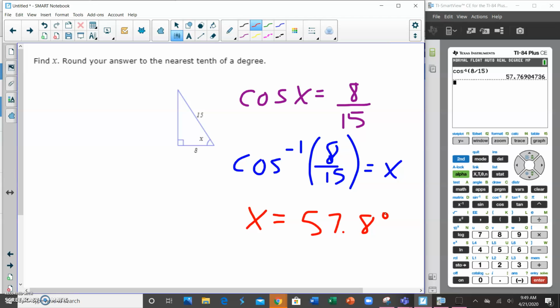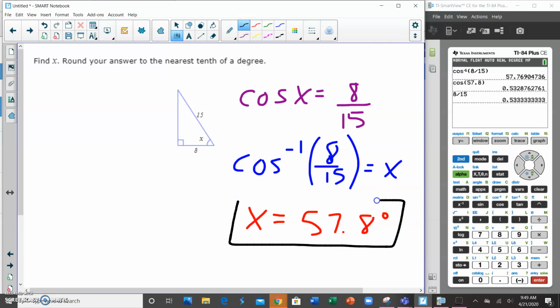All right, now if I want to check my answer, I can take the cosine of 57.8, enter, and then I can take 8 divided by 15, enter, and you can see those are pretty close. That reinforces that this, yes, is in fact just an estimate. That's why they didn't come out to be exactly the same.